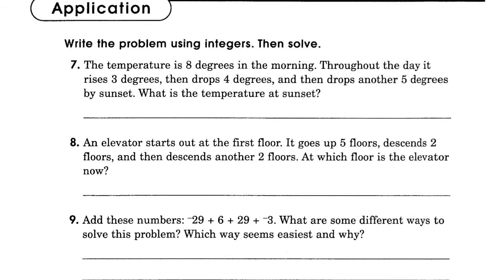For problems 7 and 8, you need to write down a problem and then solve it. Now, it says the temperature is 8 degrees in the morning. That's like a positive. I don't have to put the positive sign. Throughout the day, it rises 3 degrees. So that's a positive. Then it drops 4 degrees. Drops means negative. Then it drops another 5 degrees. What is the temperature at sunset? Well, if I add my two positives, I get 11. If I add my two negatives, I get negative 9. And I end up with an answer of 2 degrees.